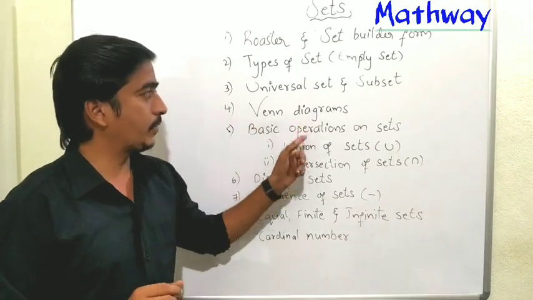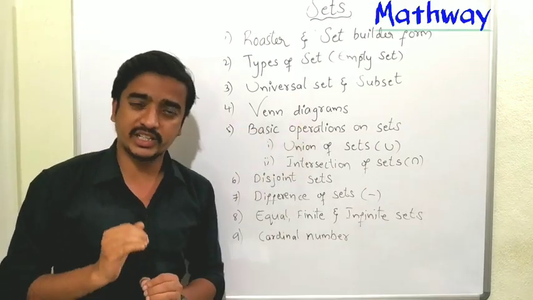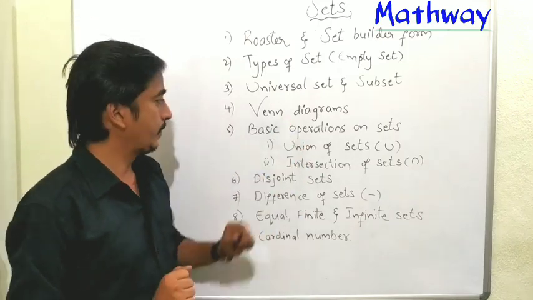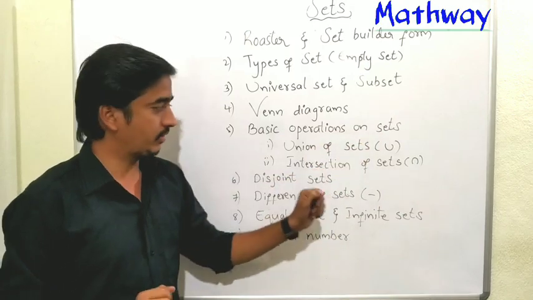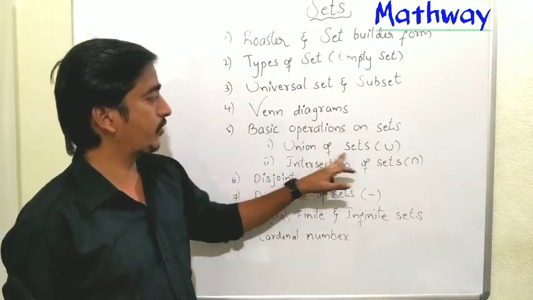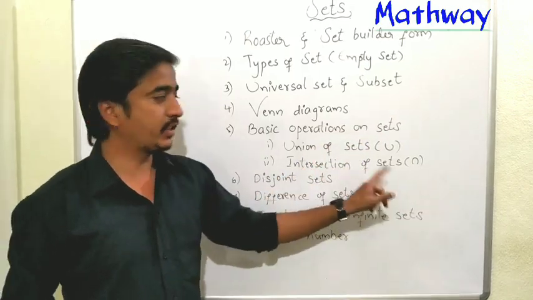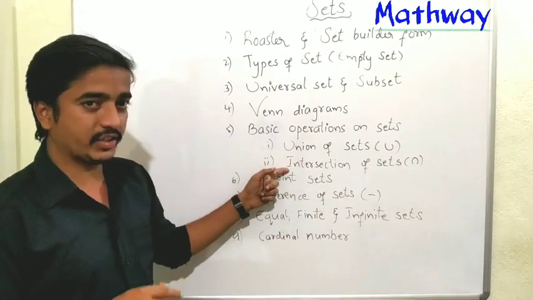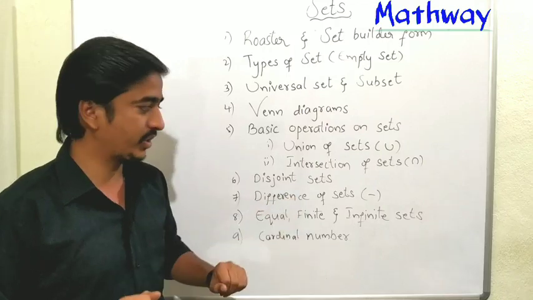Next, Venn diagram. We will do some operations on sets, and also draw the Venn diagram for the sets. Basic operations on sets are mainly union of sets and intersection of sets, the cup and the cap. So union, intersection, and one more thing, that is difference of sets.